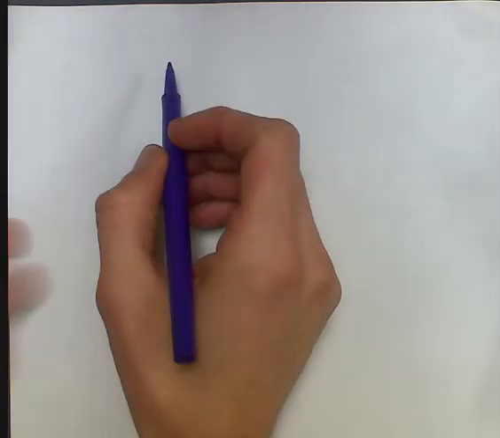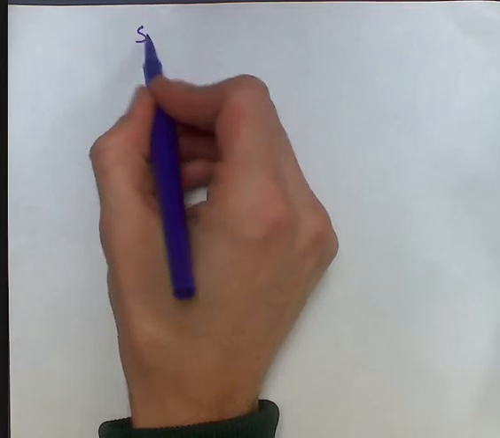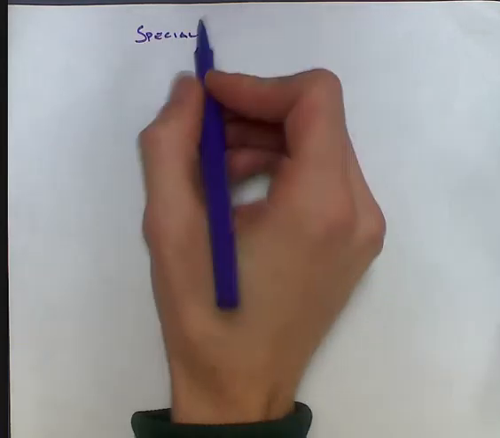Today we talk about special exponent rules. More specifically, we talk about powers to a power and zero power.